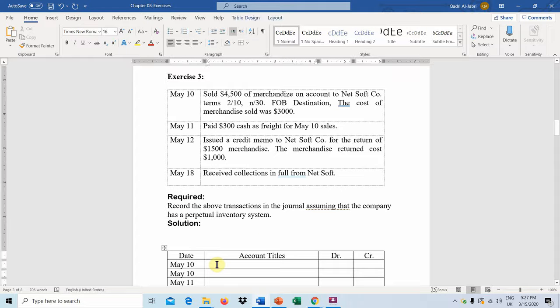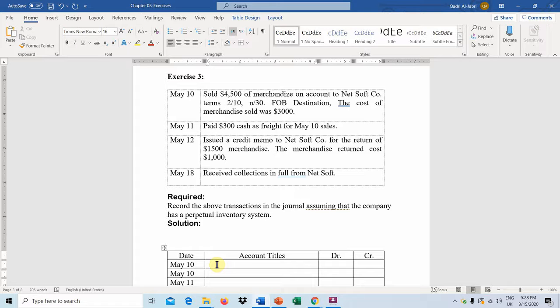We said before, in a perpetual system, we will update the inventory account for each purchase or sale, or purchase return or sales return, because these transactions will affect the value of inventory. So for a sale of inventory, we will have 2 journal entries. First of all, we want to recognize the revenue from this transaction, and we will make another journal entry for the expense that will come from this transaction.